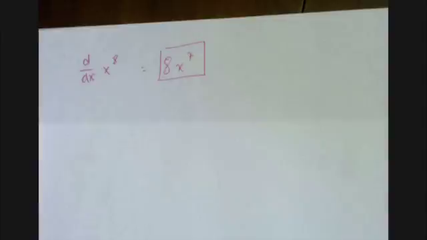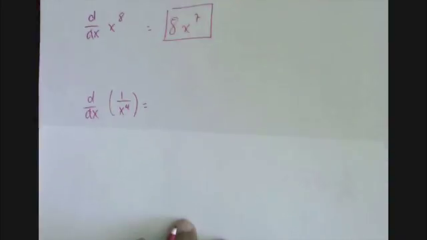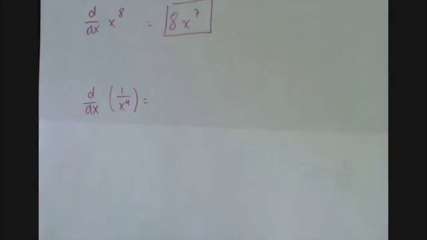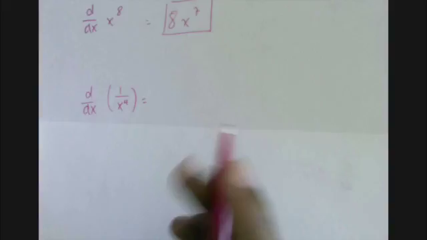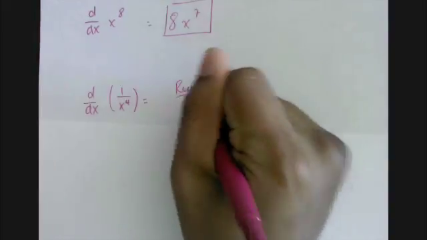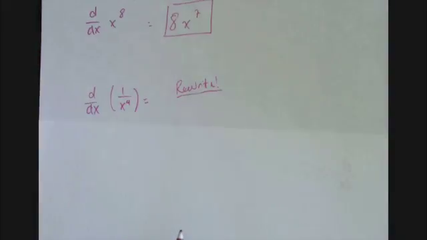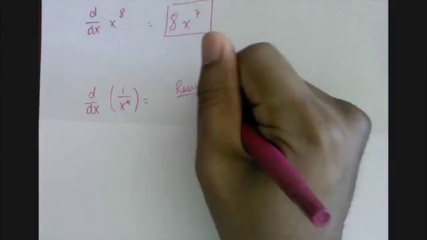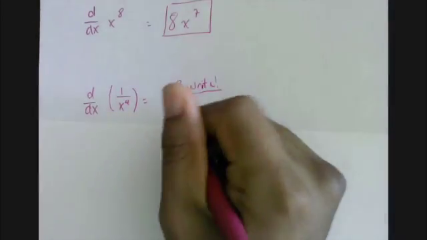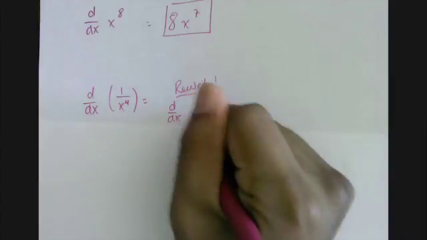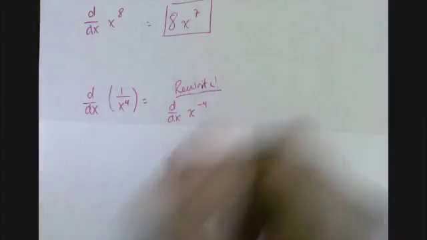For the second one, it's d dx of 1 over x to the 4th. Now this one's a little bit trickier because you want to bring the 4 down here, but how does it really work? We need to rewrite this. And I spelled rewrite wrong, unfortunately. That's embarrassing a little bit. And what I'm going to do is rewrite this as d dx of x to the negative 4, because that's really what 1 over x to the fourth is. It's its reciprocal.